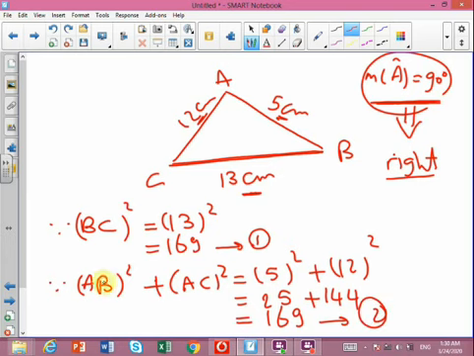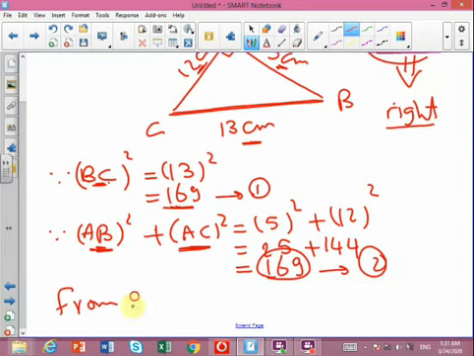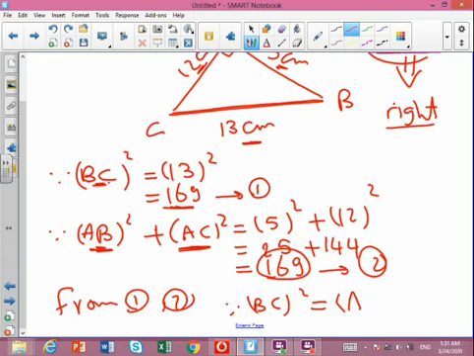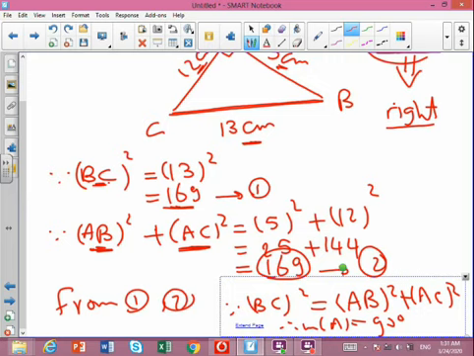So as you see, the sum of the squares of two sides of the triangle equals the square of the third one. Then which angle is 90? The angle opposite to the longest side. So BC, the opposite angle is A, so measure of angle A equals 90. From 1 and 2, since BC square equals the sum of the other two sides' squares as proved, AB square plus AC square, therefore measure of angle A equals 90 degrees. Is it easy? This is all the lesson. That's all.